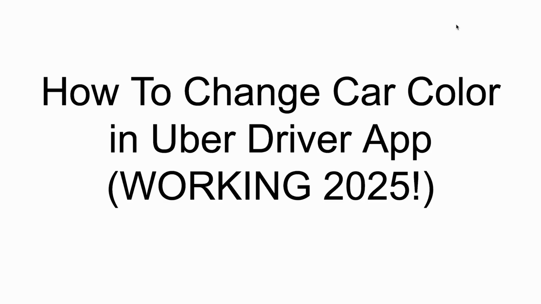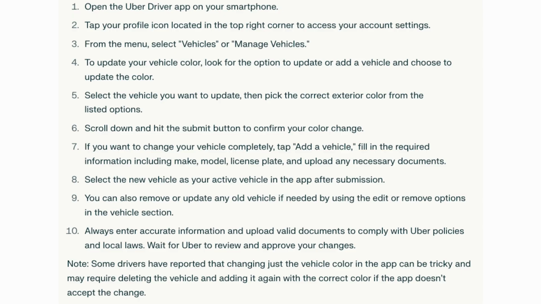How to change car color in Uber Driver app. Open the Uber Driver app on your smartphone, tap on your profile icon that's located in the top right corner to access your account settings. From the menu, select Vehicles or Manage Vehicles.